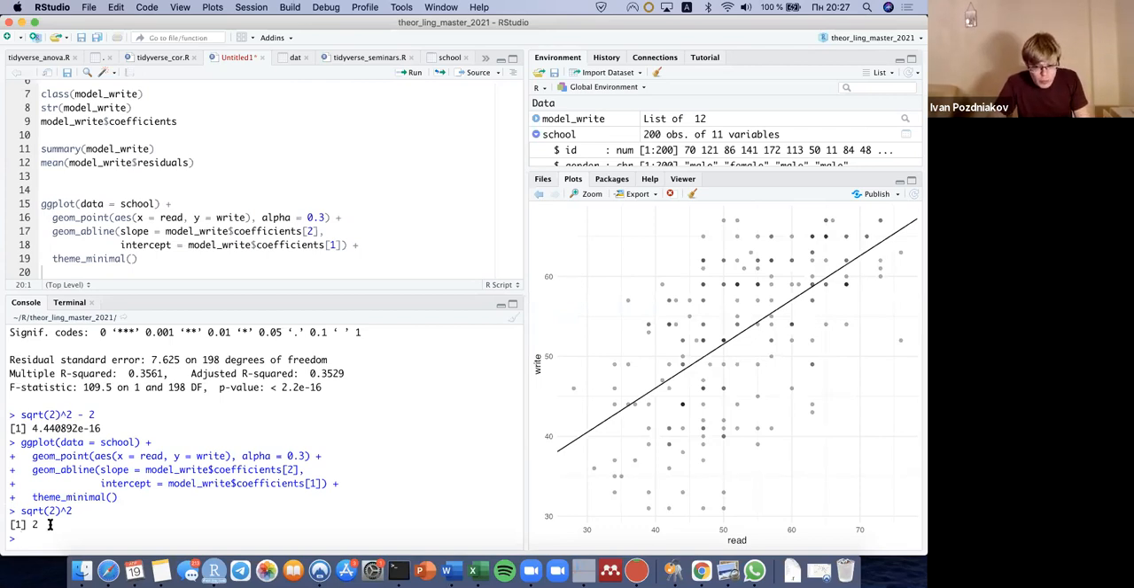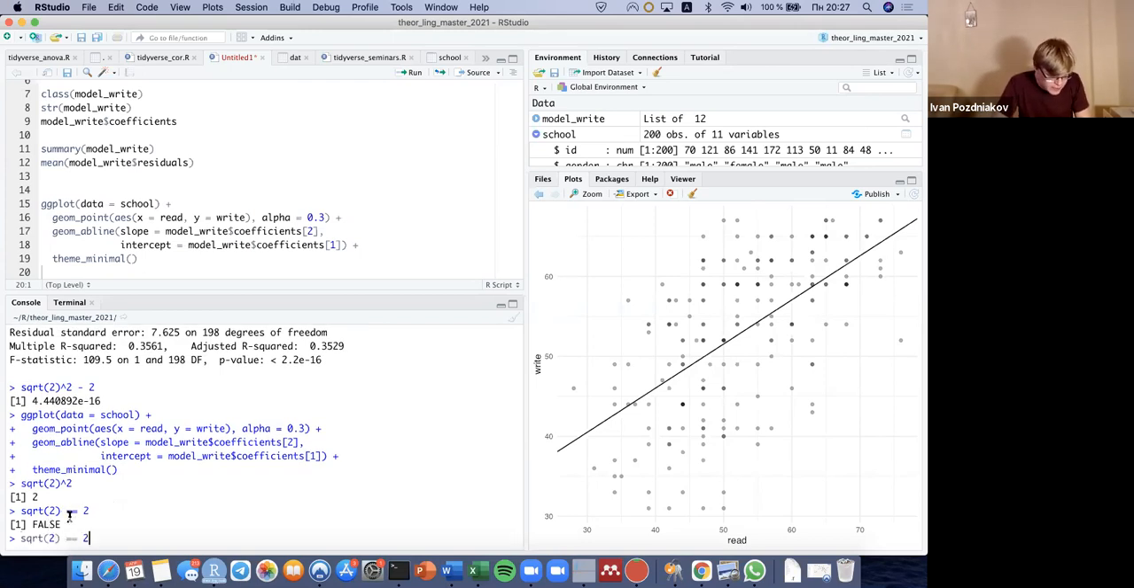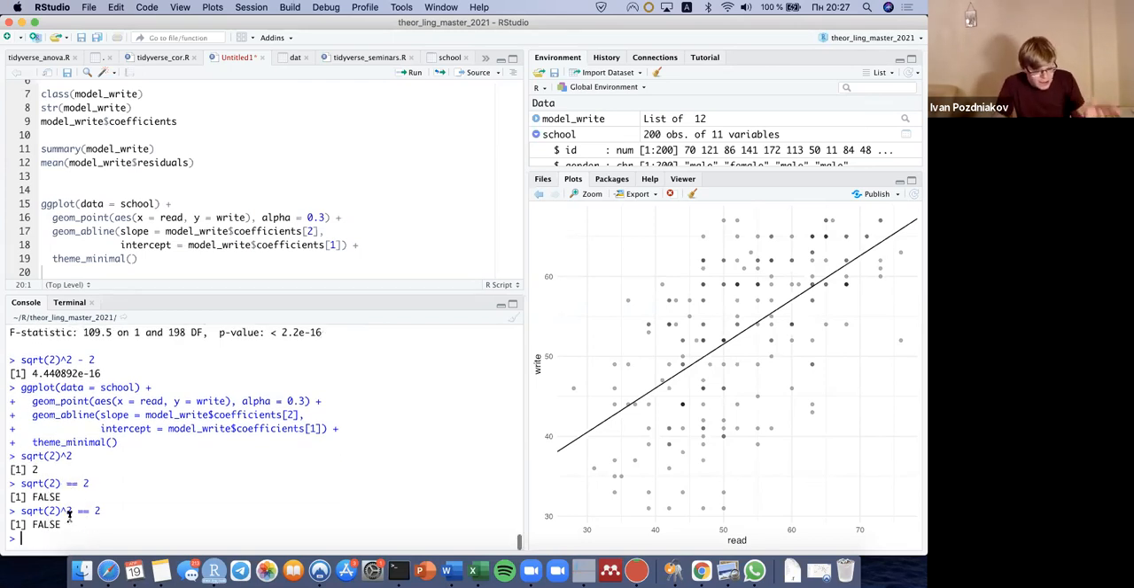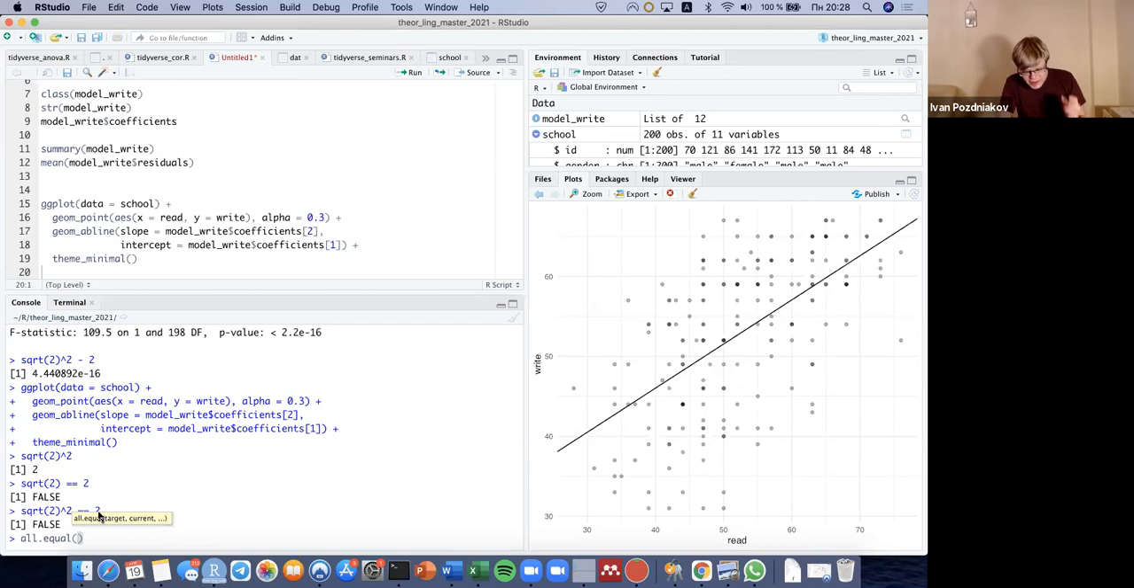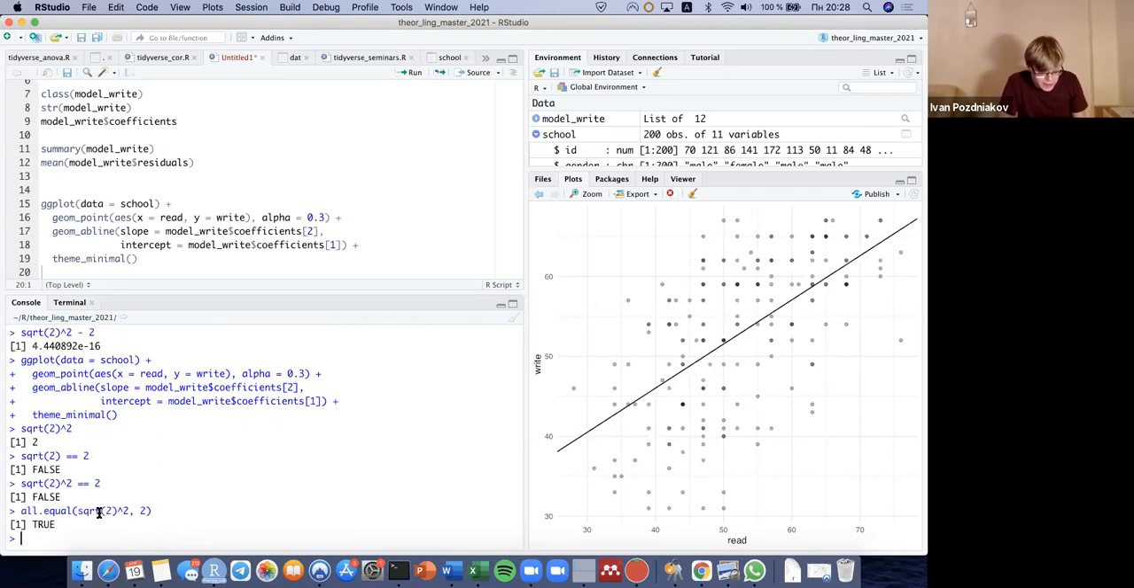So actually, when you want to compare the numbers, you can get this artifact. For example, if you compare square, even this will give you false, right? It's counterintuitive. But if you want to check that these two values are basically the same numbers, without all the things that I explained to you, there is a function all.equal that will do the thing.